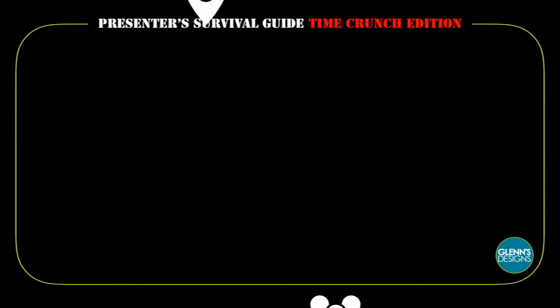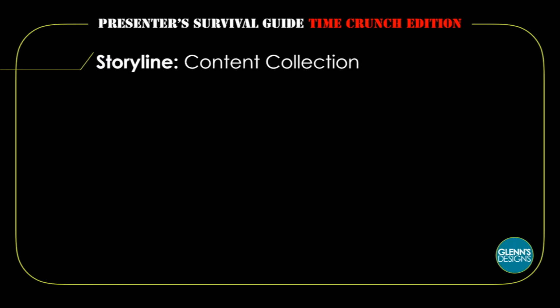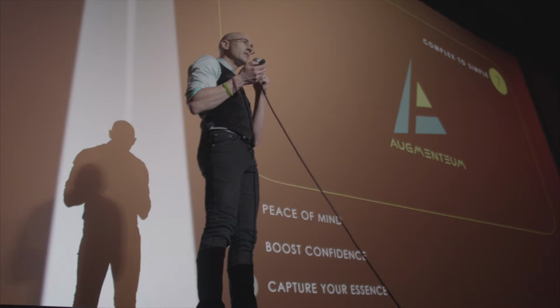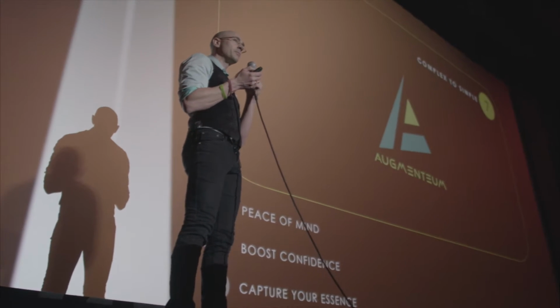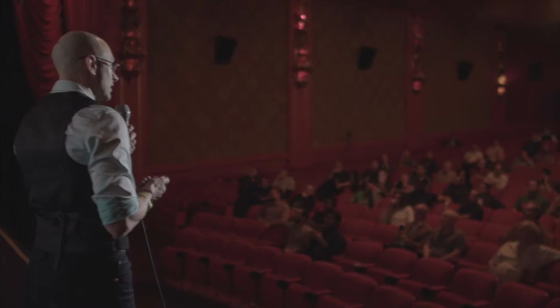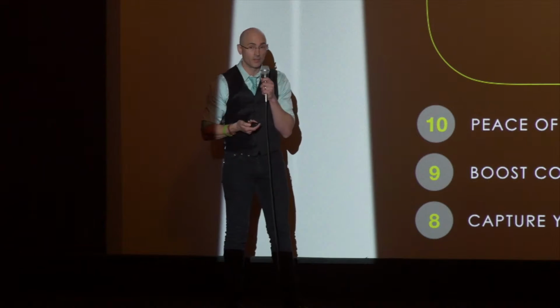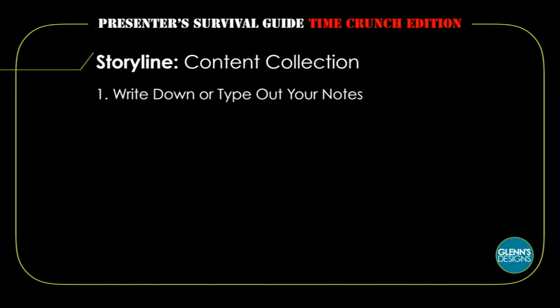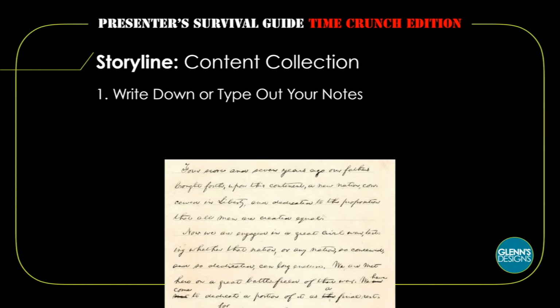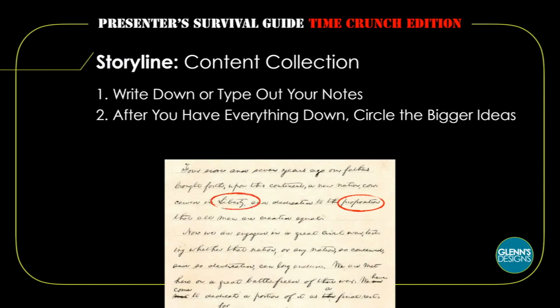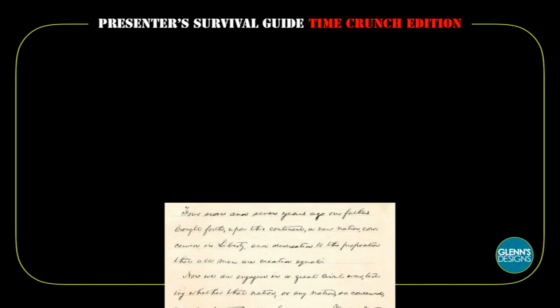Now that we've covered the basics, let's talk about the content of your presentation. For example, when I did my wow factor presentation regarding the impact well-designed slides can have on your presentations, I discovered there were many points I wanted to make. So my first step was to write them all down. After you have everything written down, circle the bigger ideas. Next, research your subject to find examples, stats, and any other information you need to support your points. We'll talk about the kinds of images to use in the next module.